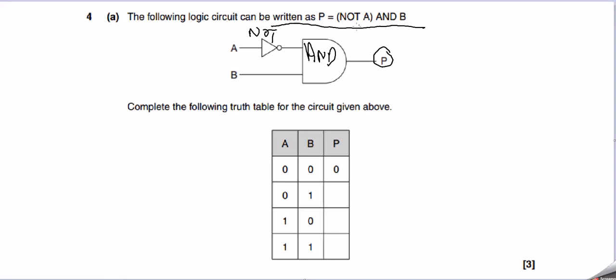I want you to quickly draw this out yourself, just looking at this without looking at the diagram. Practice it. You're going to need to be able to draw out circuits like this. So, I want you to answer this question by filling out the truth table. Pause the video, give it a go.